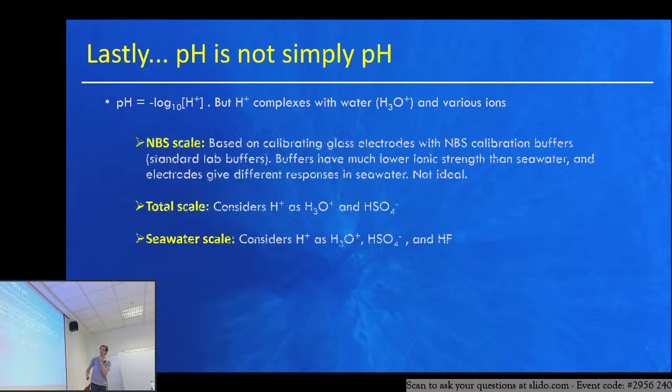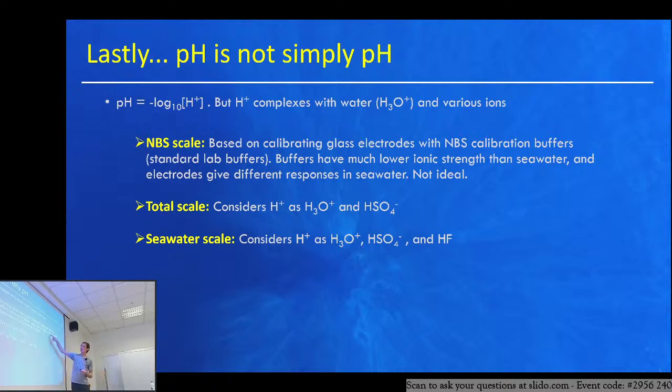I think there are four scales really, but the most common ones that you will encounter are these three. The first one is the so-called NBS scale, the National Bureau of Standards. So when you buy a pH buffer for use in the lab for a benchtop meter, that's an NBS calibration buffer.